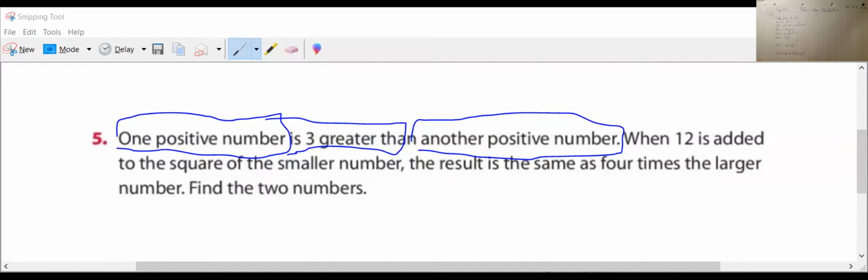And that's really the hard part, I think. Oh, excuse me, I just realized I wasn't showing you my hand there. So when 12 is added to the square of the smaller number, the result is the same as 4 times the larger number. That's what we have there. And if you can get that much done, that's the hard part of these problems, getting your equation down on the page in the first place.